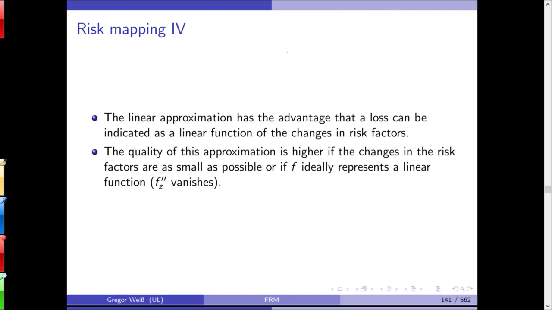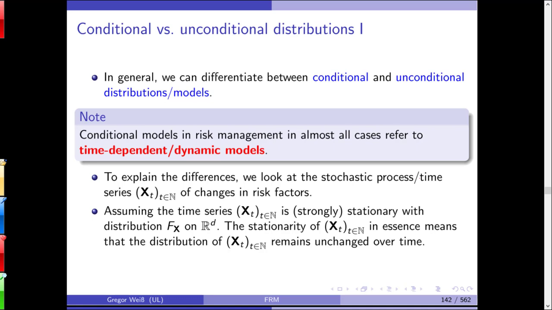Now, ideally, the risk mapping is already a linear function, then we don't need an approximation. And if you have ever wondered when a linear approximation is sensible: every time the second derivative and all higher derivatives vanish. By the way, vanish in German means null werden. In English, you don't say become zero, but you usually say it vanishes. Verschwindet. So in case the second derivative of f vanishes, is zero or close to zero, then obviously this is a good approximation. Okay.